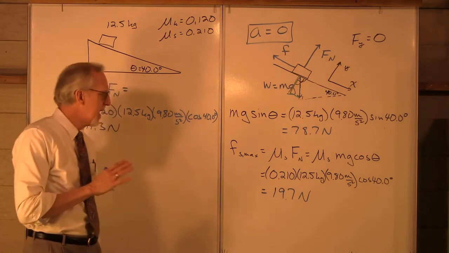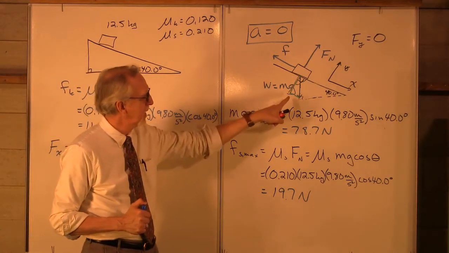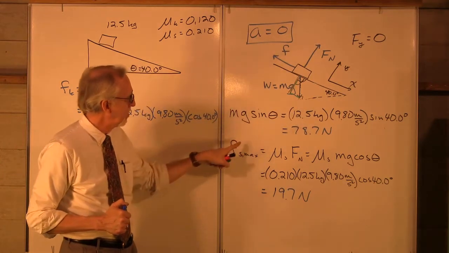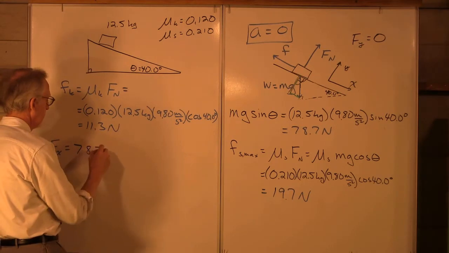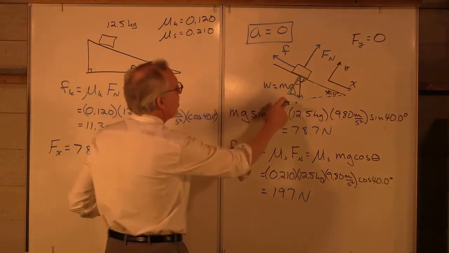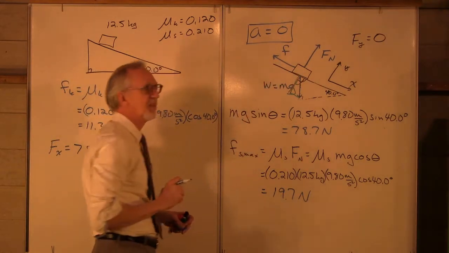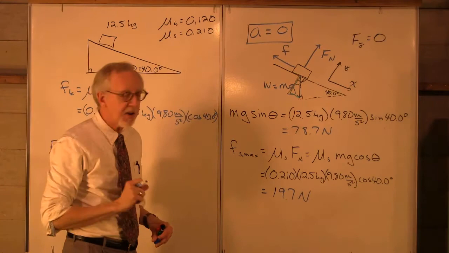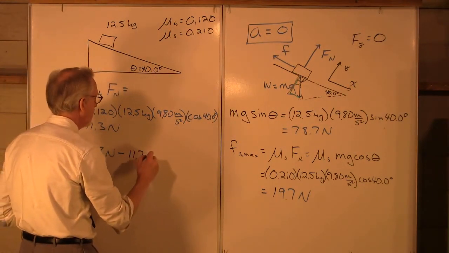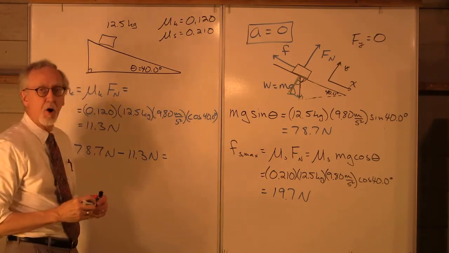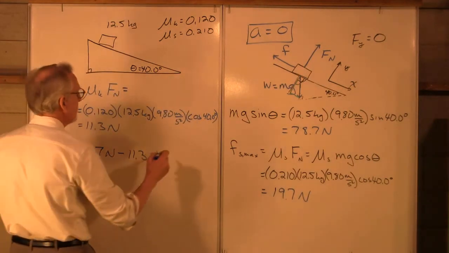What is now the net force in the x direction? What forces are in the x direction? We have W sub x. Well, we already know what that is, 78.7 newtons. And then what? Well, the normal force is in the y direction. We don't need to worry about that. The frictional force is in the negative x direction. It's the kinetic frictional force, which we know is 11.3, so minus 11.3 newtons. Those are all of the forces in the x direction. We subtract those, and what do we get? 67.4 newtons.